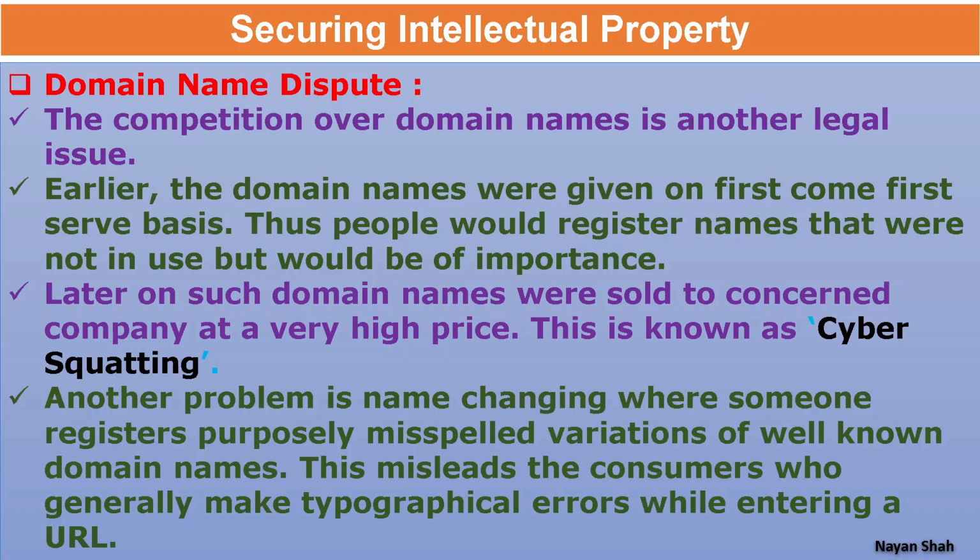Another problem is name changing, where someone registers a purposely misspelled variation of well-known domain names. This misleads the consumer, who generally makes typographical errors while entering a URL. So for Google, there may be other variations of Google with little changes in the spelling, and sometimes that is how we end up on an unknown website just because of a small spelling mistake.